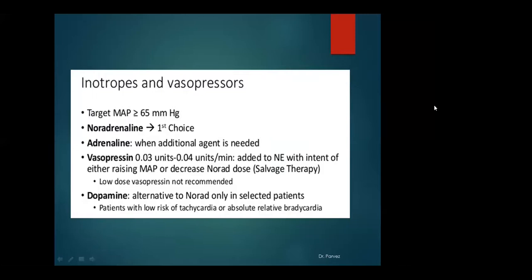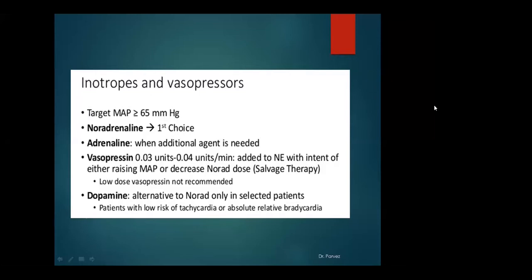Thereafter, the second drug is adrenaline. Despite being on norepinephrine and adrenaline, if the blood pressure is still low, the next line of drug will be vasopressin. And remember, low dose vasopressin, which was used earlier, is not recommended anymore. Start with a dose of 0.03 to 0.04 units per minute, to be added to norepinephrine with the intent of raising the mean arterial pressure and decreasing the noradrenaline load. It's a salvage therapy. It's not the primary.